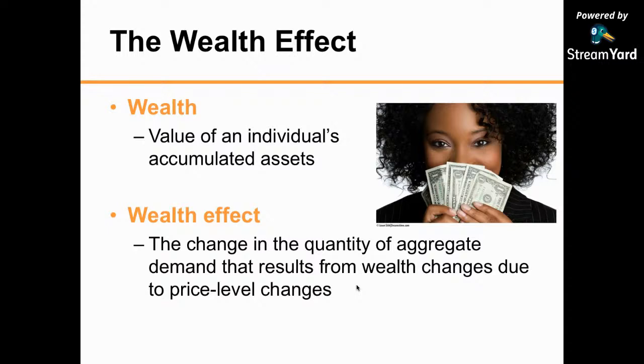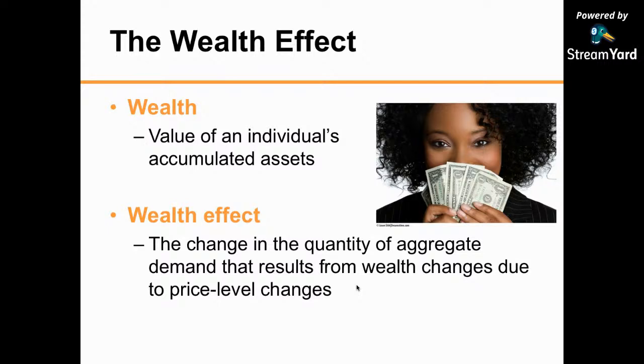Now, the wealth effect is the change in the quantity of aggregate demand that happens because of wealth changes that were due to price level changes. Some examples of wealth outside of our bathtub example are currency, stocks, bonds, artwork, real estate, bank accounts, anything in that realm. If the price level rises, the purchasing power of your wealth is going to fall. And that basically means that people are unable to buy as much, so their overall quantity of aggregate demand is going to fall.